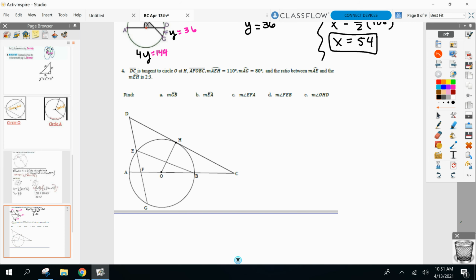Read the directions carefully so you get every single arc measure you need. Arc AEH, 110. So A to E to H, however you want to label that, is 110 degrees. Arc AG is 80 degrees. And the ratio between AE to EH is 2 to 3. So we've been putting x's with them. AE will be 2x. EH will be 3x.